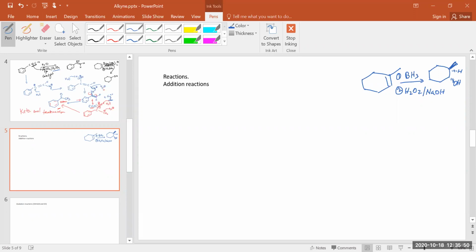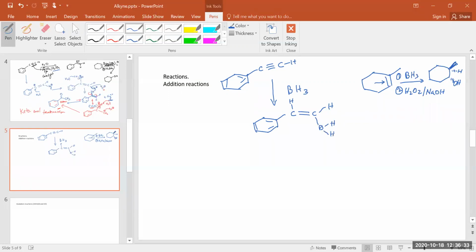Okay, so here this is a racemic mixture, because it reacts with a pi bond. Similarly, alkynes have two pi bonds, so two molecules of borane can be added. Okay, so first, if you have this BH3, it will be added the same way: the less substituted carbon will get the small atom, H, and the more substituted carbon will get the big atom.